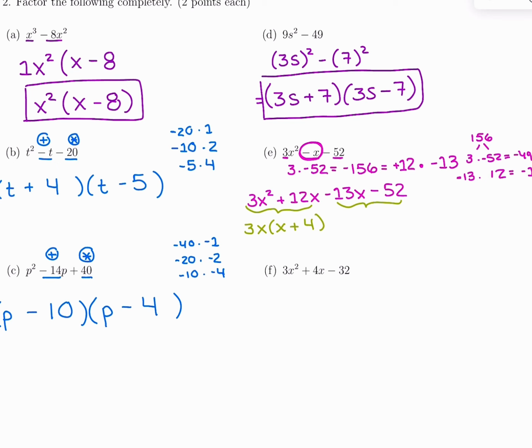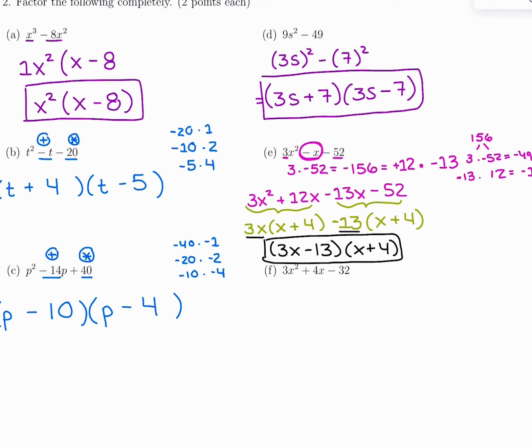My next group here, I'm going to see, can 52 be divided by 13? It can. So I'm going to pull out a negative 13, the biggest number that goes into both. Negative 13 times x is negative 13x, and negative 13 times a positive 4 would give me that negative 52. So lastly, my answer here is going to be 3x minus 13 times that repeated factor, x plus 4. There's our first review of the AC method.